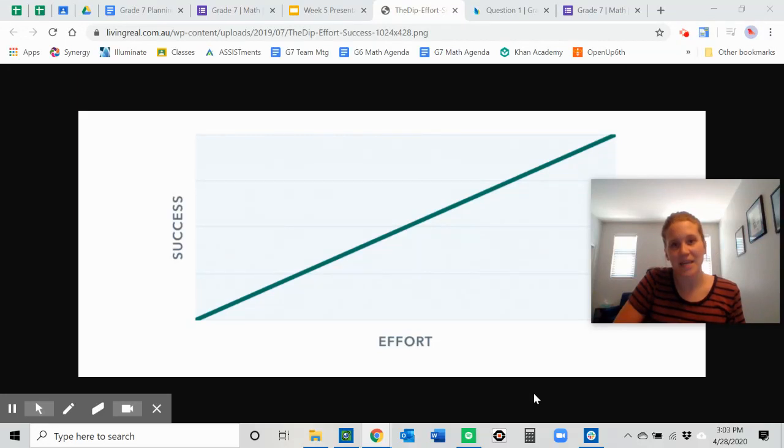Hey team, happy Wednesday. It's April 29th, and today we are going to work on proportional relationships in graph form. Before we dive into that, I just want to remind you of some of the expectations and also why those expectations exist.